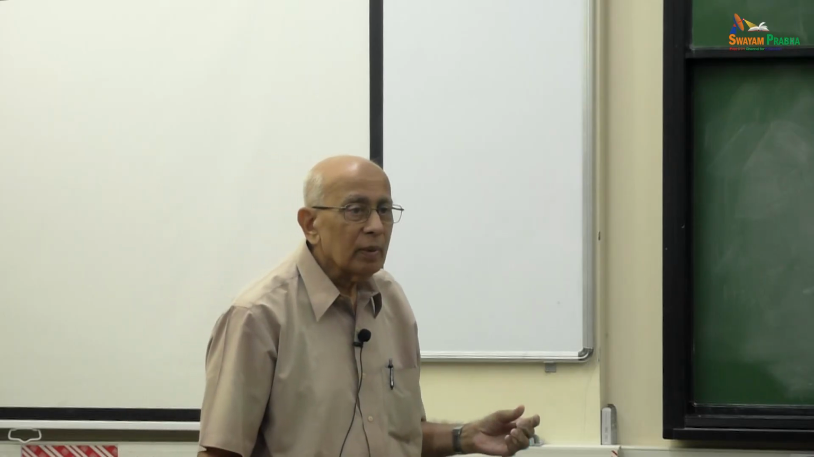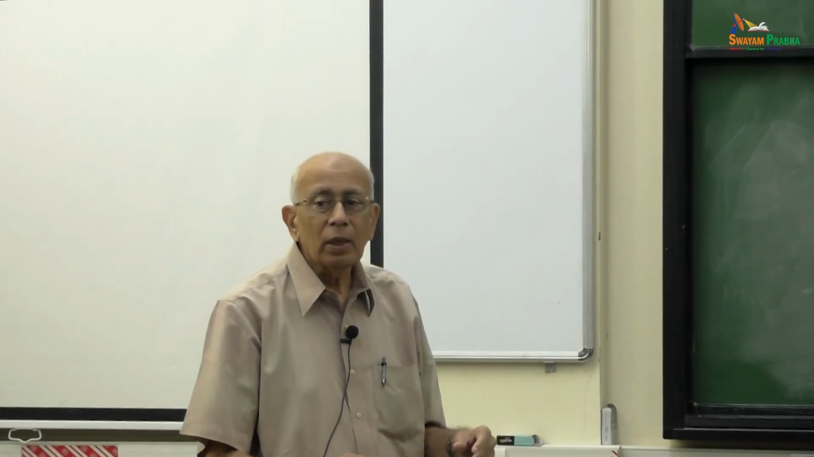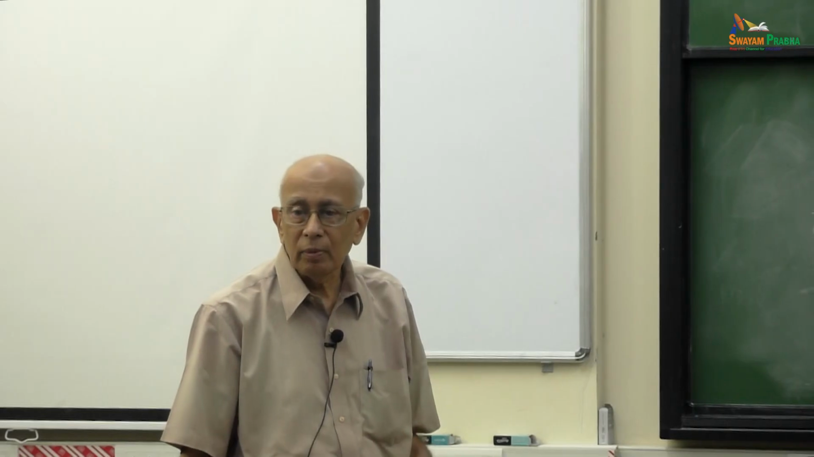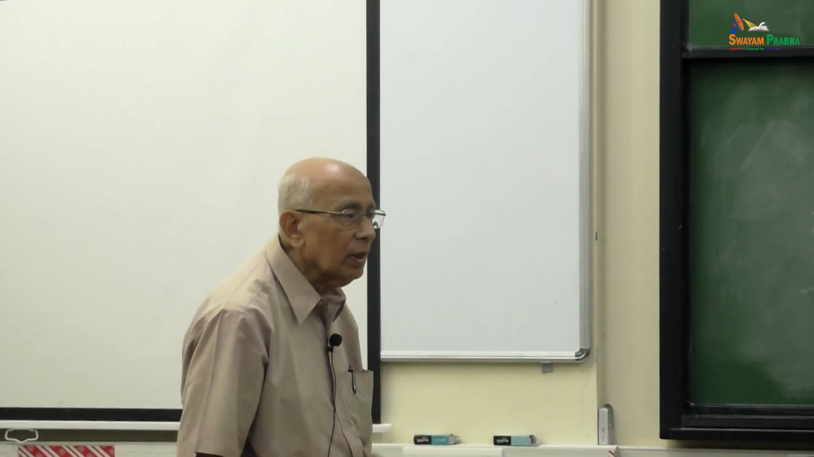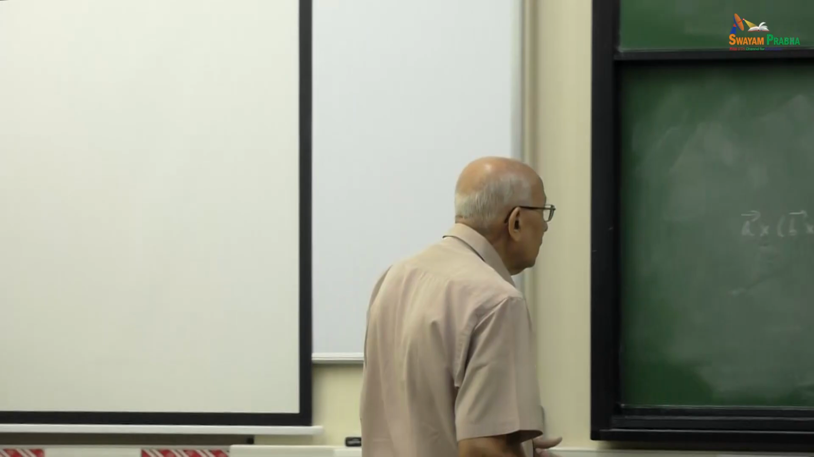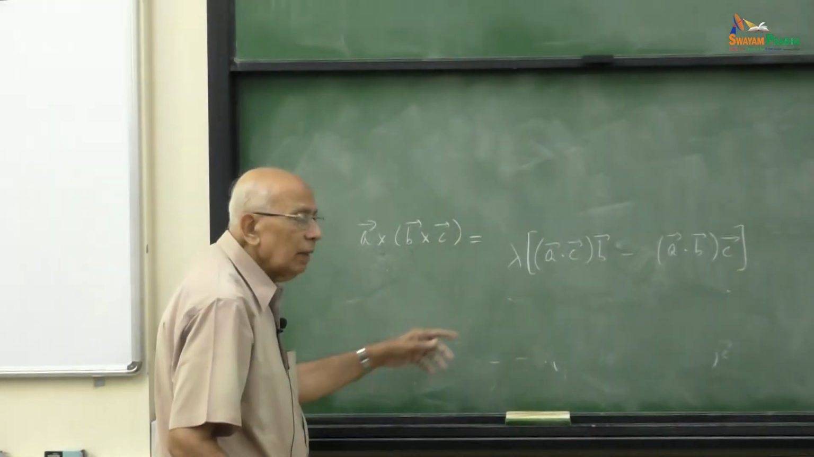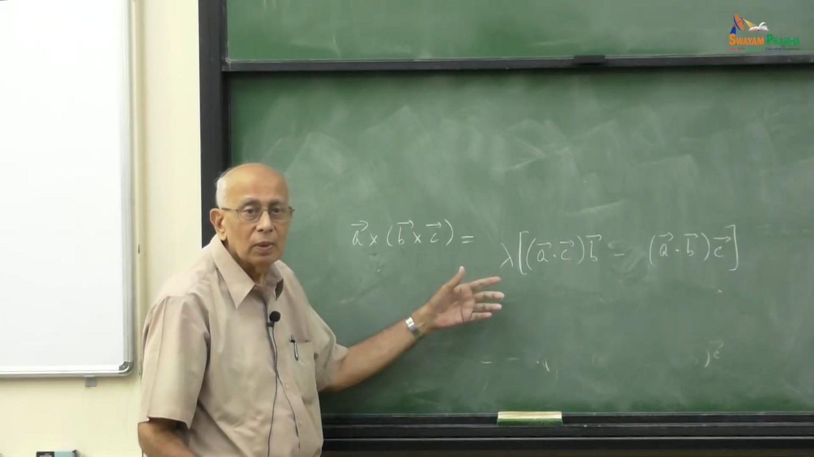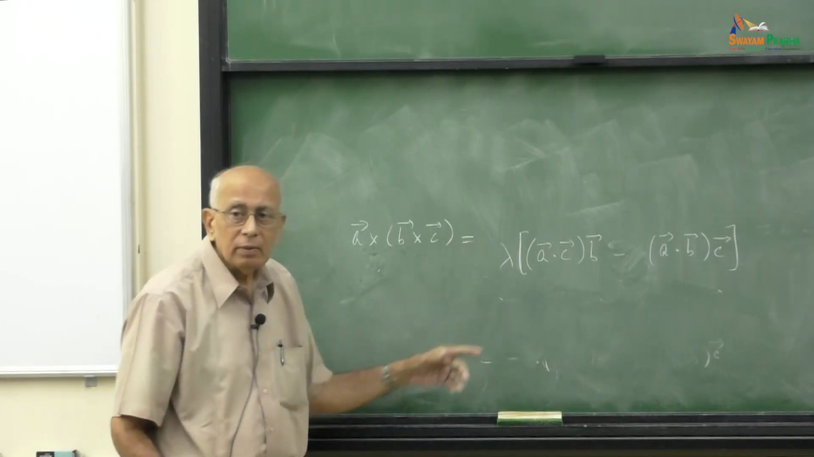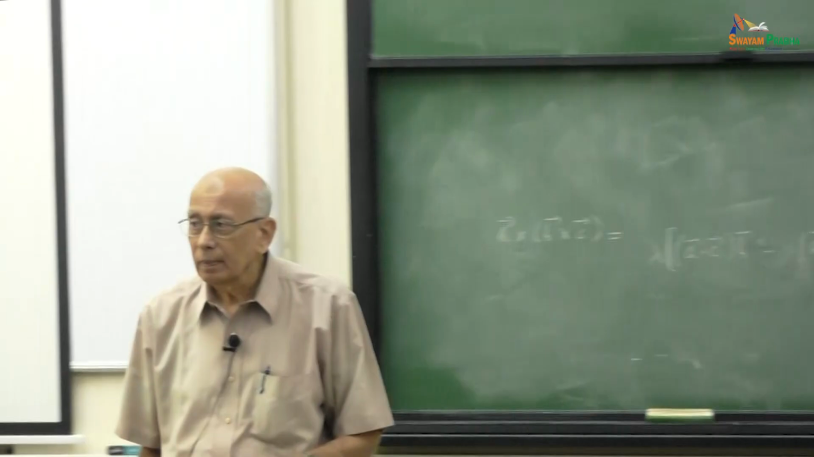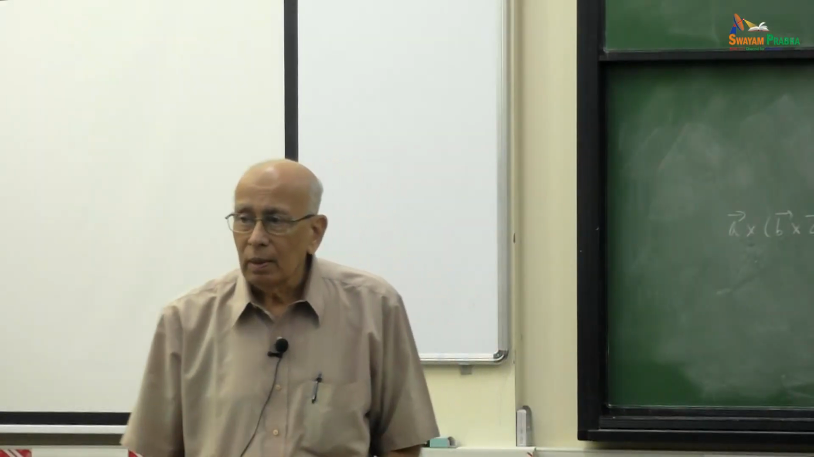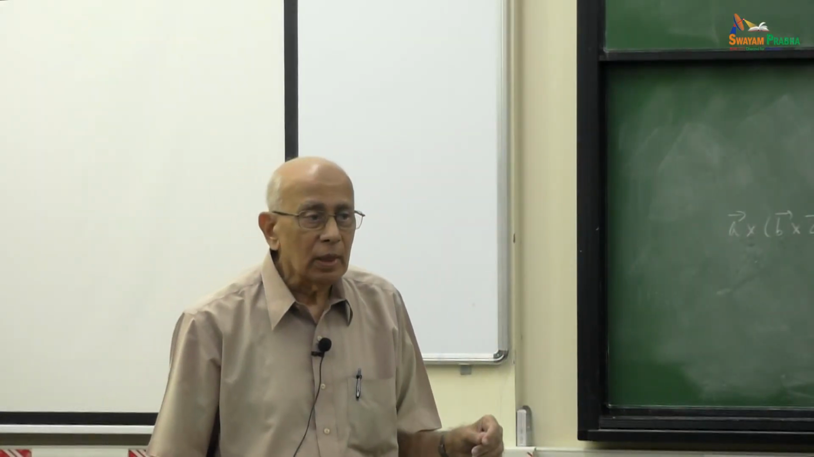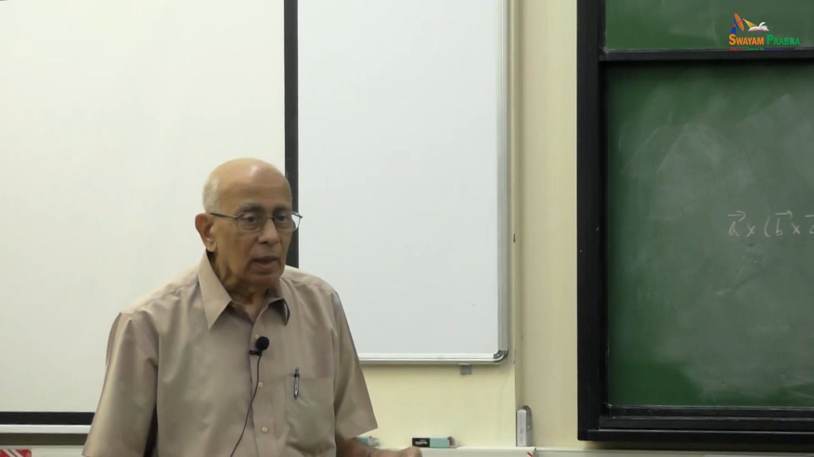What's the value of lambda? Well, you already know the value of this triple cross product from elsewhere. Are you familiar with this identity? Yes or no? No. This identity is valid with lambda equal to 1. The value of lambda is 1. We are almost there. We need to establish that it's equal to 1. How would you do it?